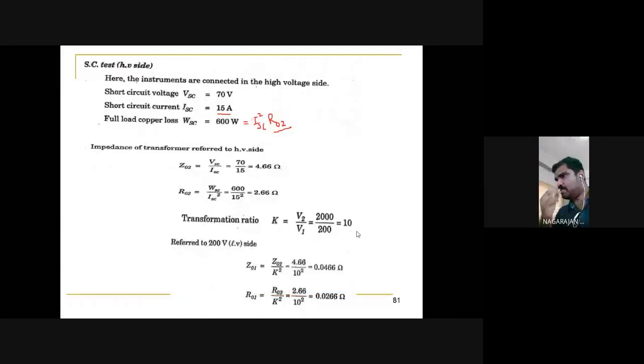So with the help of this, Z01 is got using this equation, Z02 divided by K square. What is the value of Z02? 4.66. K square is 10 square, this is 100. So we'll get Z01 equal to 0.466. Similarly, R01 value as 0.02. So from these values, we know how to calculate X01 value.